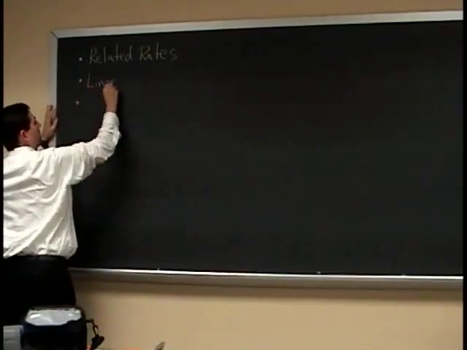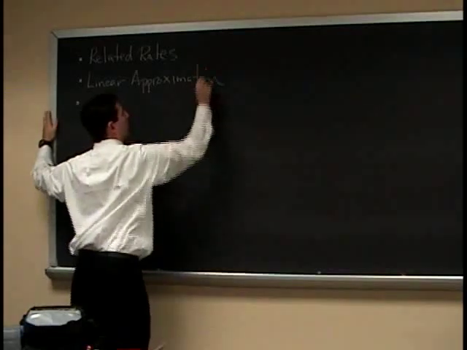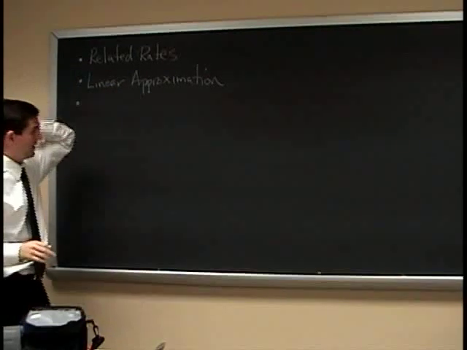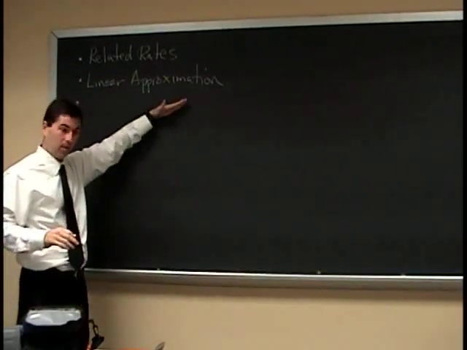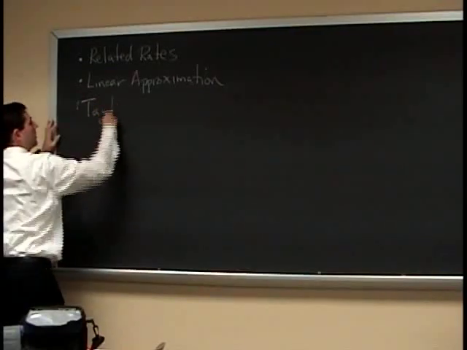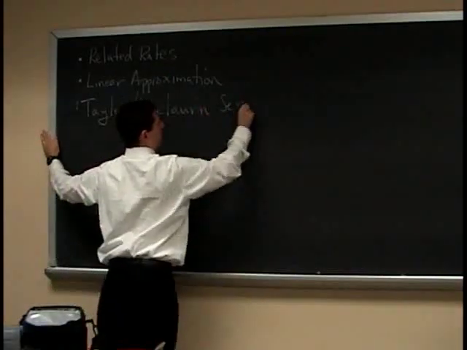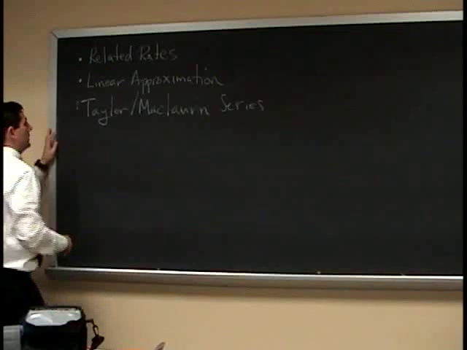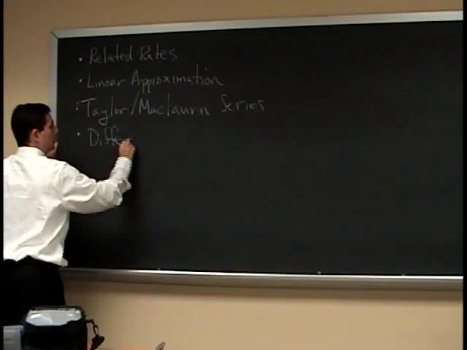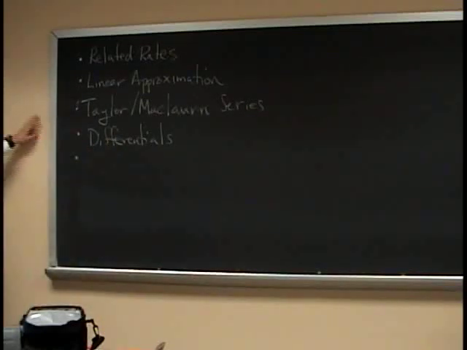Then we're going to talk about linear approximation, which is really going to be nothing new. It's just going to be a way of taking a function and writing down the derivative, which is going to be the tangent line at a point, and that's going to be your linear approximation of the curve. We're going to talk about Taylor and Maclaurin series, which are really almost the same thing, just Maclaurin series is a special case. And if we feel motivated, we'll talk about differentials, although I may not say much about them today.